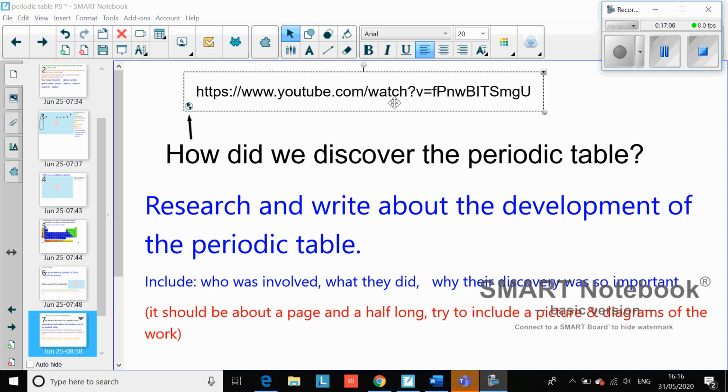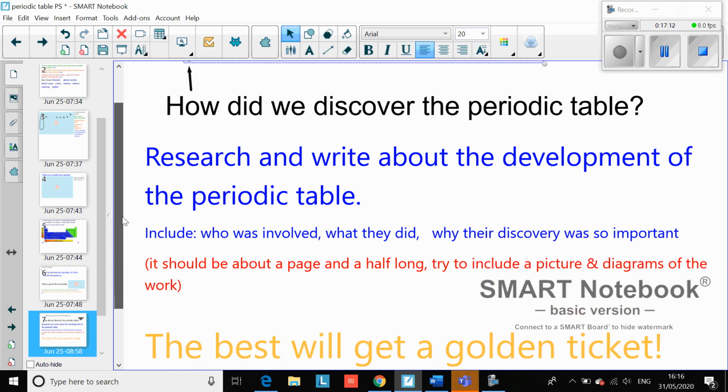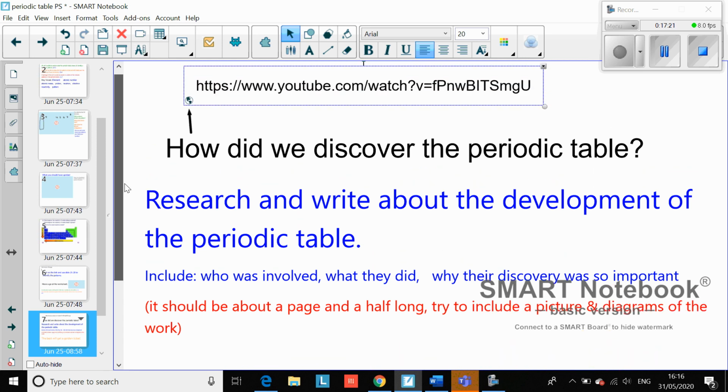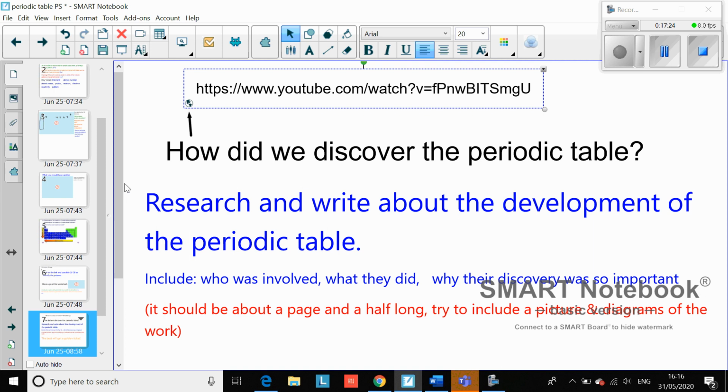So what I'd like to do is research and write about the development of the periodic table. So who was involved, what they did, why their discovery was so important, and it should be about a page, maybe to a page and a half long in your book, and you can include a few pictures and diagrams of the work. A couple of little key things. Think about the key people on the research notes in the assignments. I'd like you to do a bit of your own research on the internet, okay? And yeah, by all means, add a few pictures, okay?